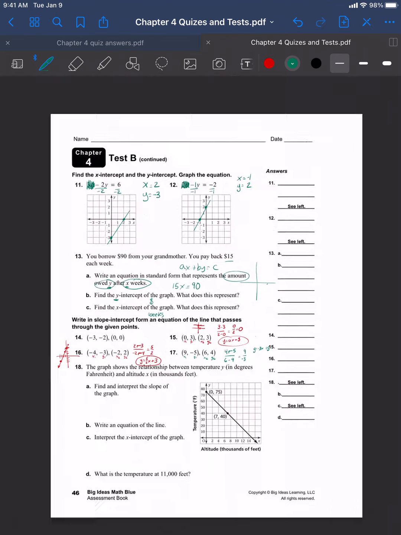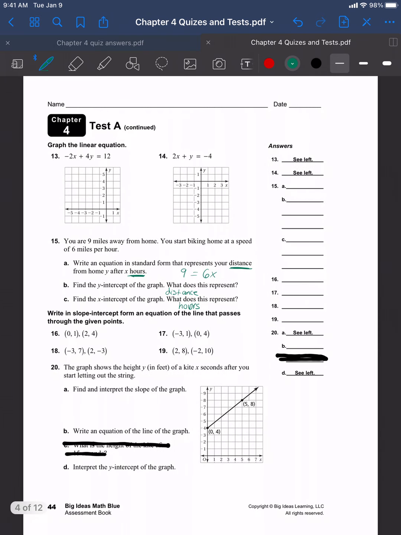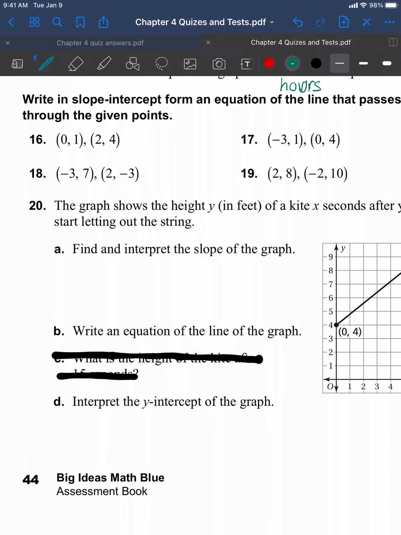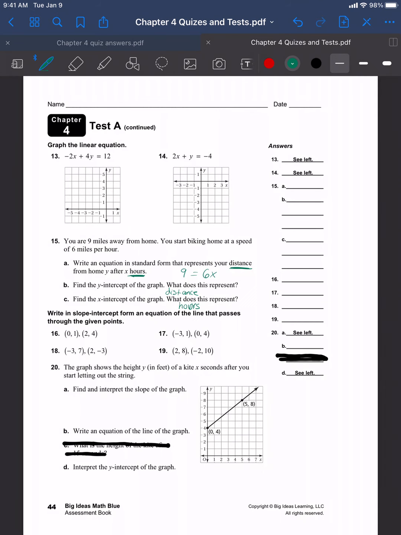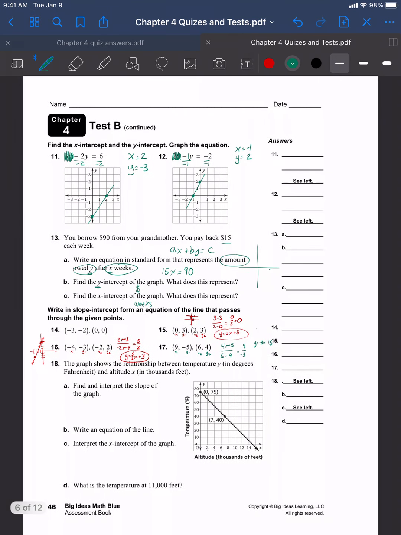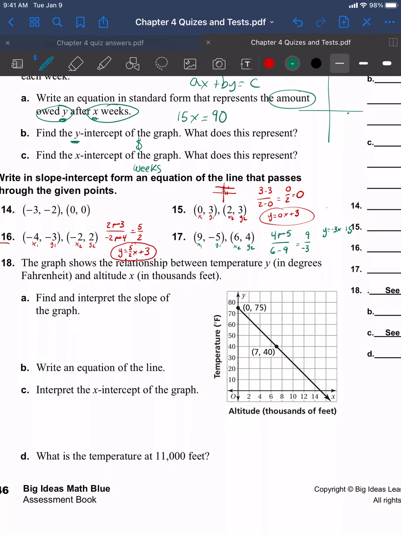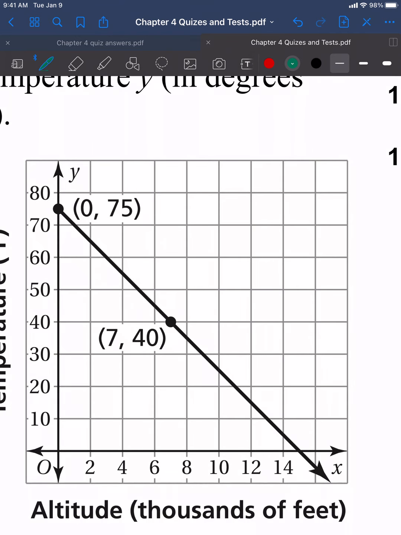Number 18 is very similar to, here's your actual test. I crossed out number 20, part C. Part C said, what is the height of the something something? I didn't want to worry about that, okay? So let's look at 18. There might be the same thing. I might cross out something. The graph shows the relationship between temperature in y degrees and an altitude for x, okay? Find and interpret the slope of the graph. What do I need to be super careful about this graph for finding the slope?